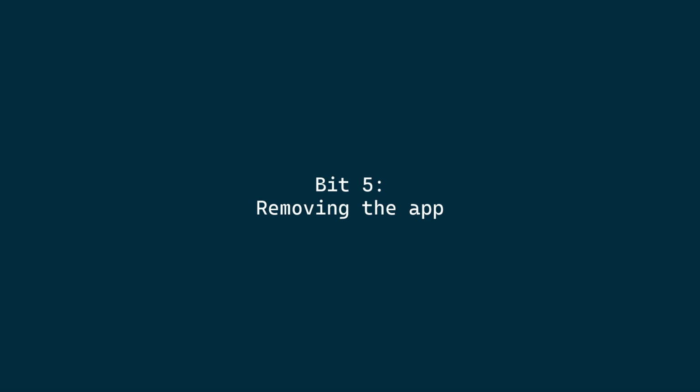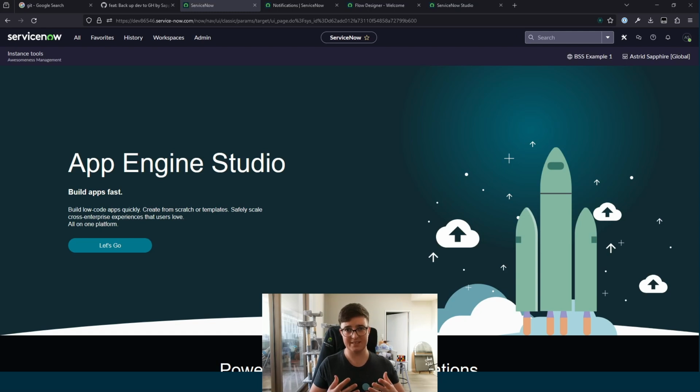Bit 5, removing the app. So this step isn't strictly necessary for our process. This is just going to quickly show you how we remove the source control configuration and an app, in this case the app bundle. You'd really only want to do this if you, say, pulled in the wrong application for some reason. In this case, I'm doing it just to simulate refreshing my PDI without refreshing my PDI.